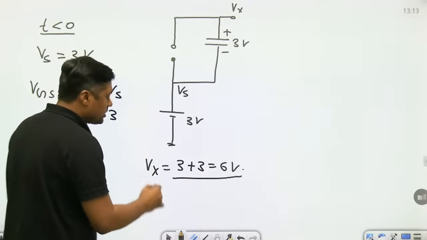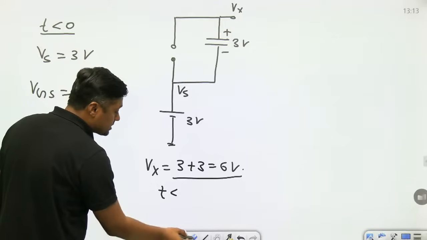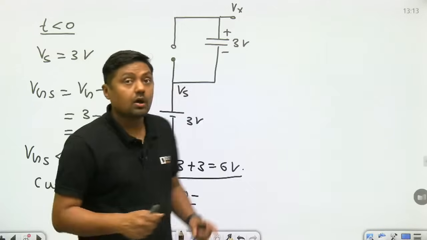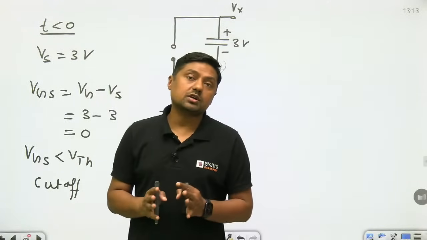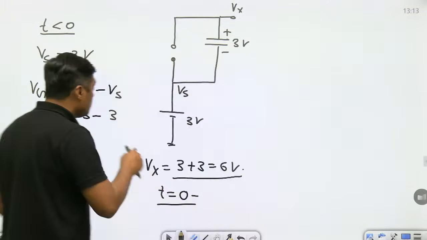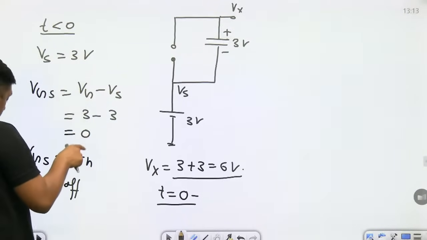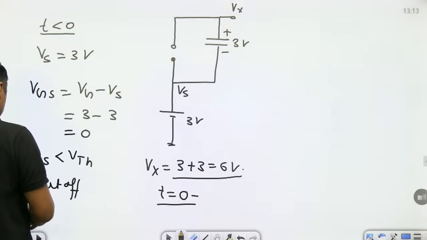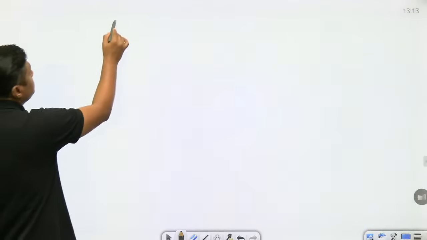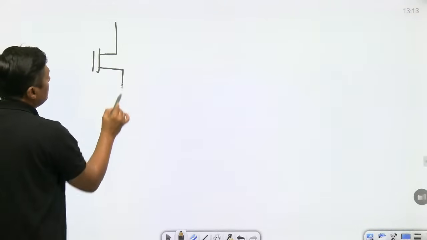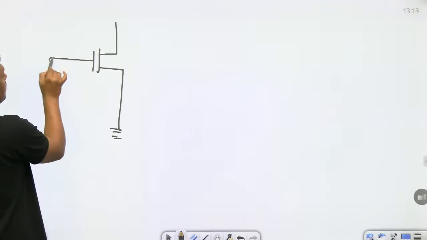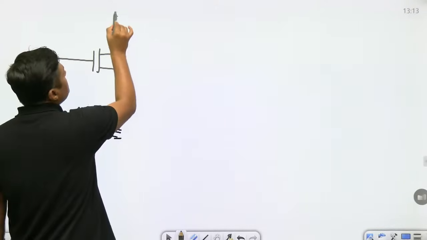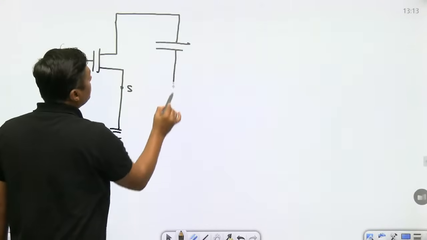So the initial value of Vx, just before the transition at 0, is 6 volt. Always remember, a capacitor does not allow a sudden change of voltage. Now, Vs will suddenly drop to 0. When it drops to 0, see the next diagram. Now this is connected to ground. Vg is equal to 3 volt, and this capacitor is charged up to 3 volt.